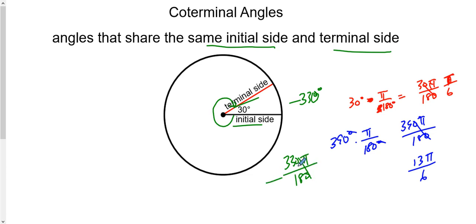We've got to cancel that out. And again, I think 3 goes into both of those. Yep. So we got 11 pi over 6. So negative 11 pi over 6 radians is another coterminal angle.